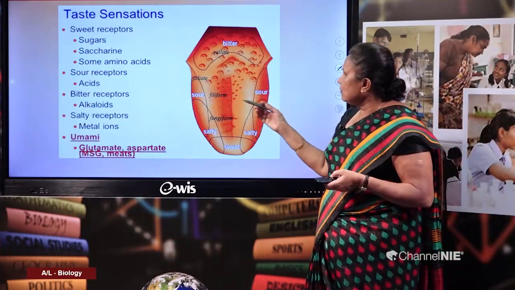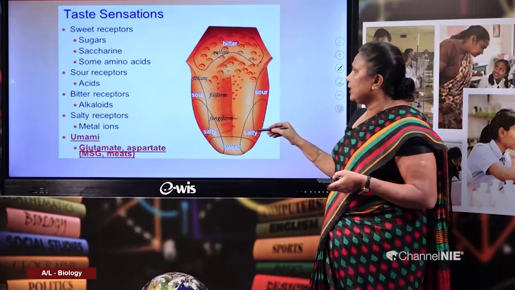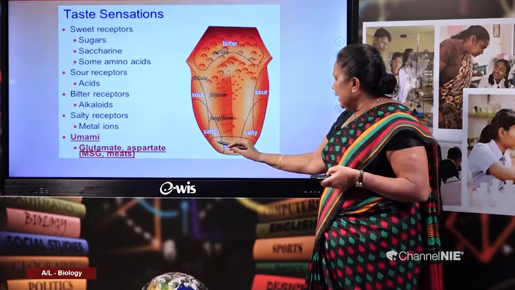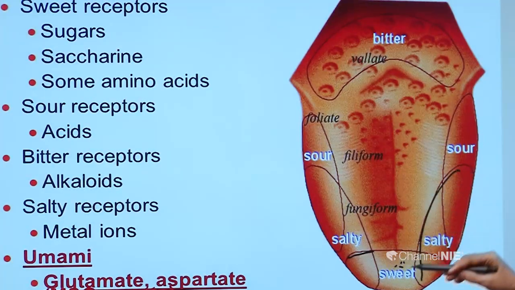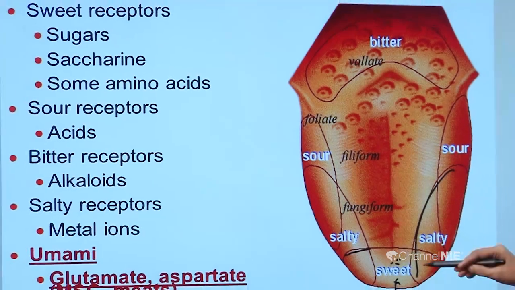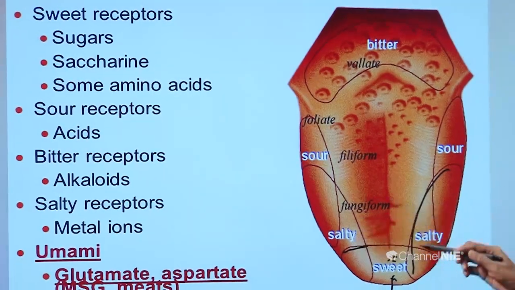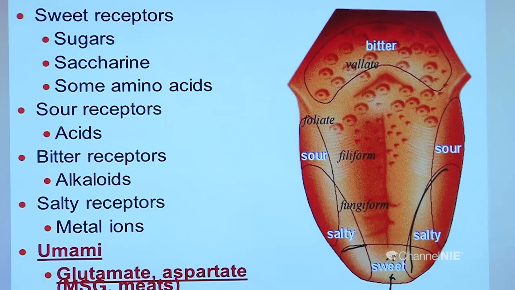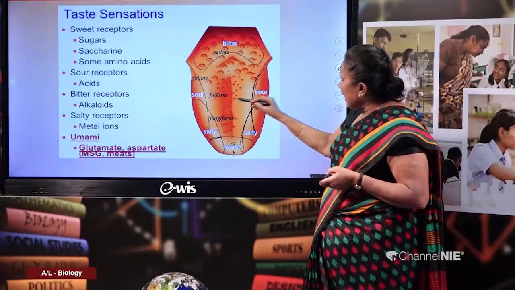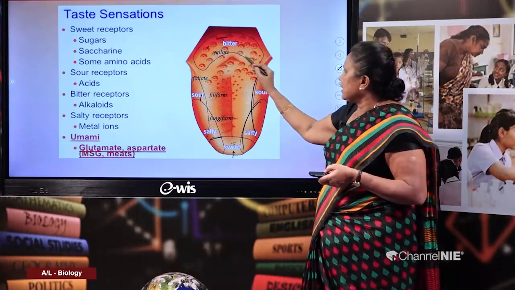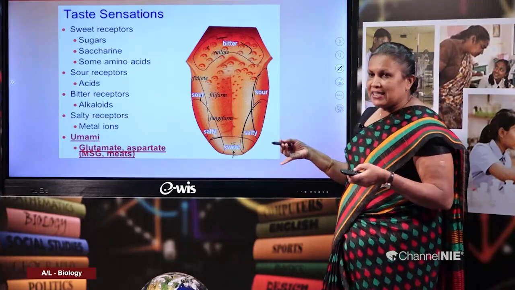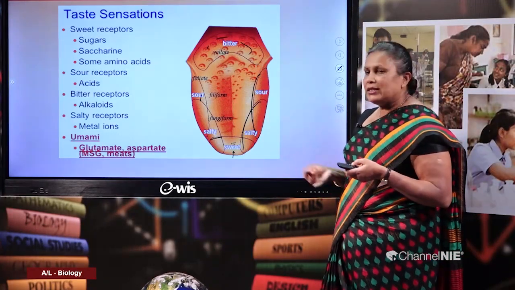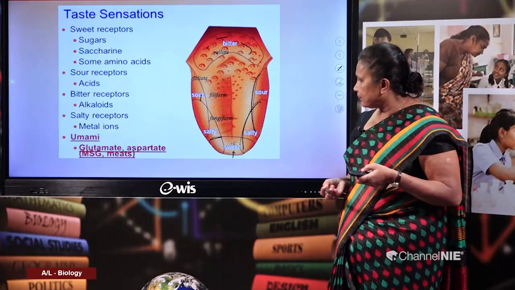Taste sensation is done by different parts of the tongue. This area is for sweet taste, you can see, salty taste. So, this is the tip of the tongue, sweet taste. Salty taste, sides, more towards the tip. Sour, also laterally. Bitter taste in this region. So, this is how certain receptor cells are distributed on the surface of the tongue. Right.